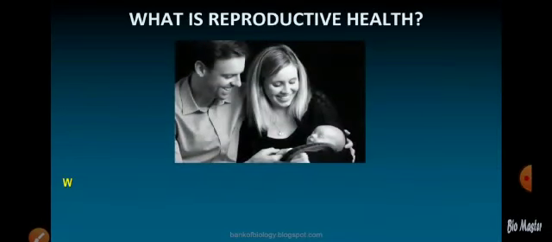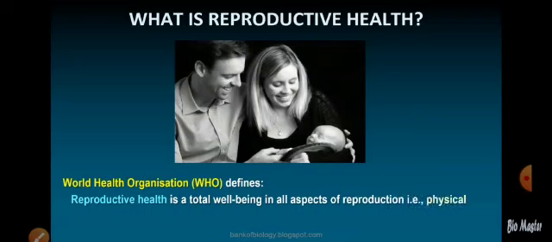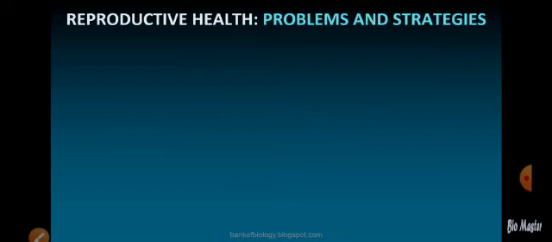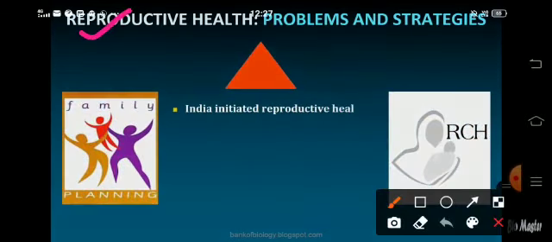Dear students, in this module, we'll begin with Chapter 4 Reproductive Health. What is reproductive health? According to WHO, health is the state of physical, mental, and social well-being of an individual and not merely the absence of a disease. That means if a person is fit, he has to be fit physically, mentally, and socially. Now, the reproductive health problems and what are the strategies that need to be adopted.